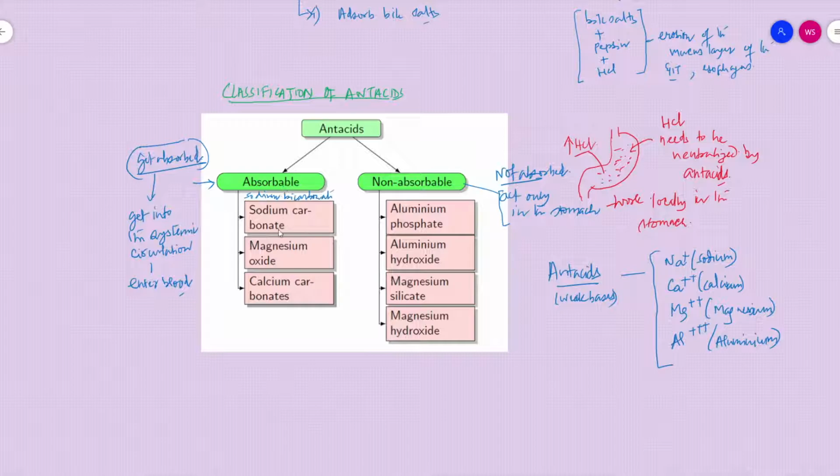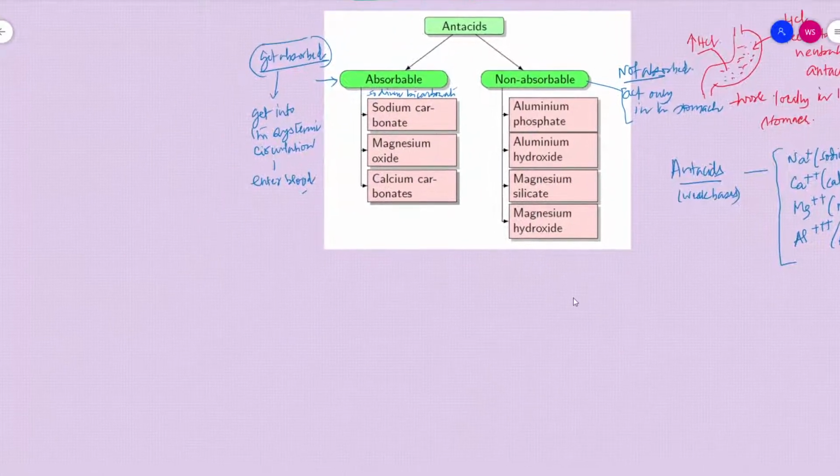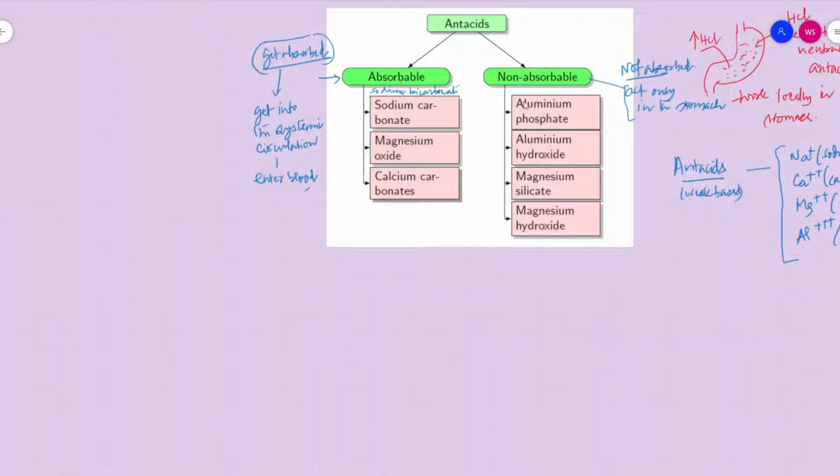So let's look at absorbable. How did we define absorbable antacids? Absorbable antacids are antacids that get into the systemic circulation. They enter the blood. Now let's see what happens to sodium bicarbonate. The first one that we are writing is sodium bicarbonate. Sodium bicarbonate reacts with the hydrochloric acid to form sodium chloride.